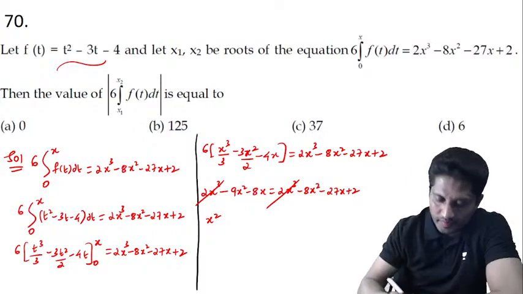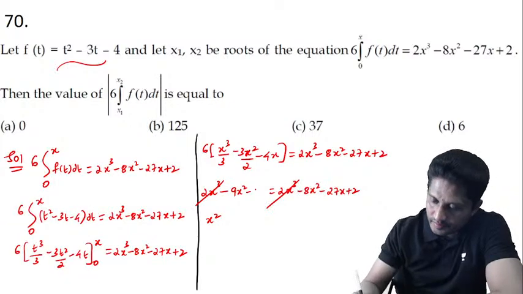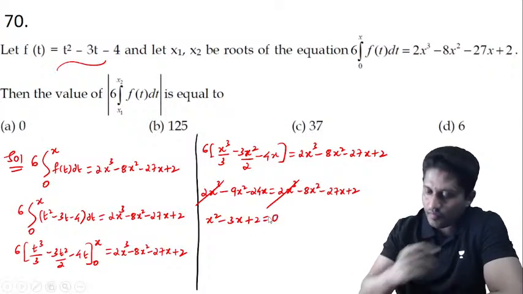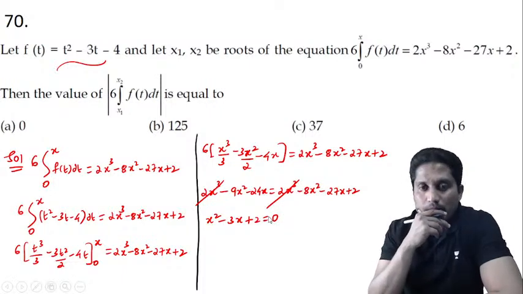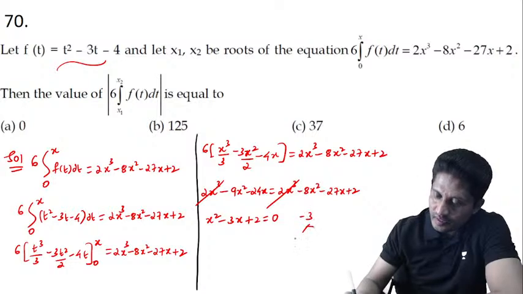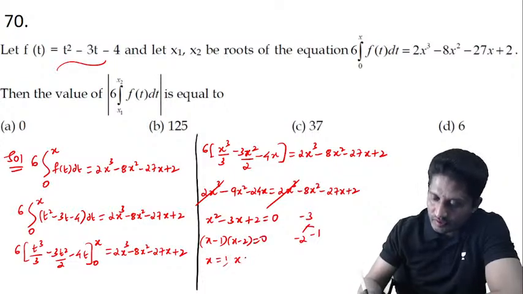Okay, now if you open the bracket, this becomes 6 4s are 24, right? This is 24x. So this is minus 3x plus 2 is equal to 0. Okay, now if you split the middle term, minus 2 minus 1, right? So this is (x minus 1)(x minus 2) is equal to 0. This is x is equal to 1 and x is equal to 2.